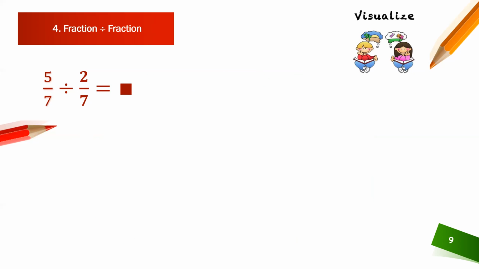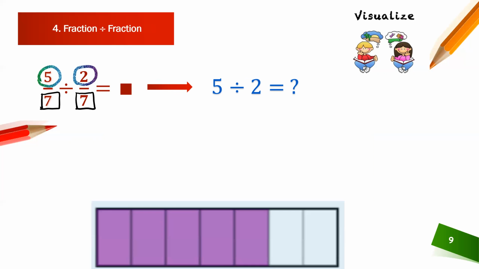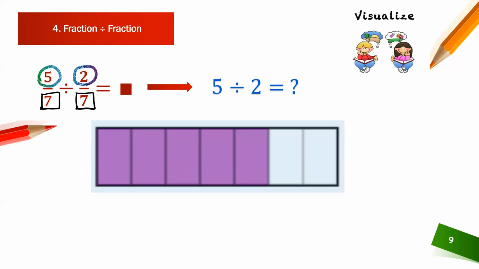Then you would wonder, well, what if it doesn't come out nice? Like instead of 6, what if you have 5? Well, if the conjecture works, then it should be 5 divided by 2, which is 2.5. Well, we'll see. Is it? 5/7 divided by 2/7, based on what we've seen previously, should be 5 divided by 2. Well, we'll see how that works.